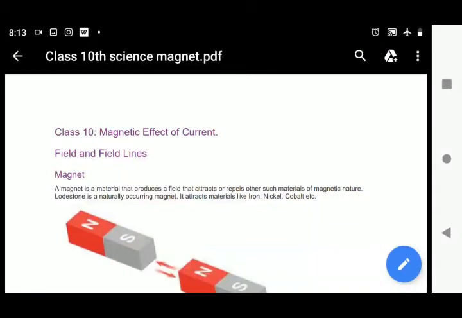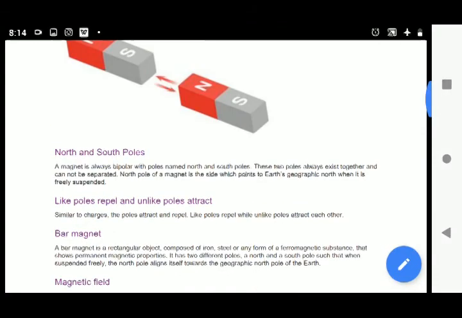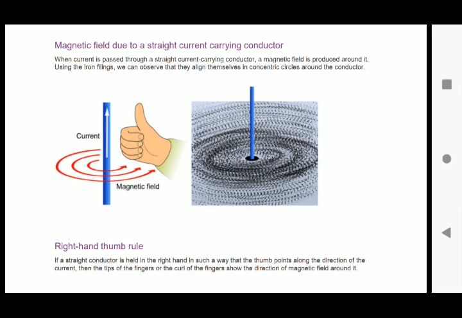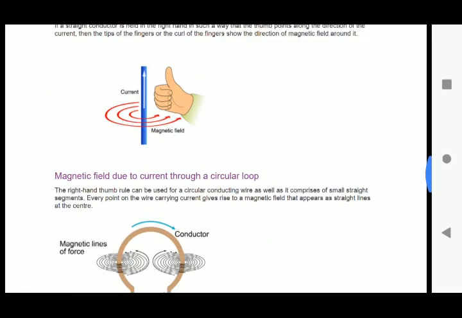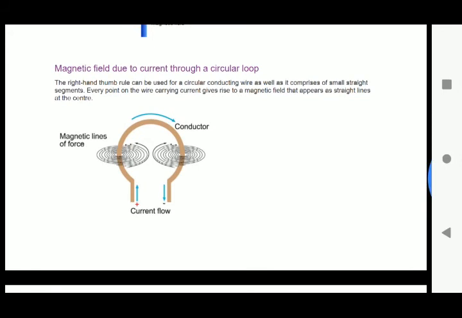Let us continue with the same chapter, that is chapter 13, magnetic effect of electric current. In the previous module, we had seen that when current is passed through a straight wire, a magnetic field is produced around it. Also, we learned what is right hand thumb rule. Today, I'll explain the magnetic field due to current through a circular loop.